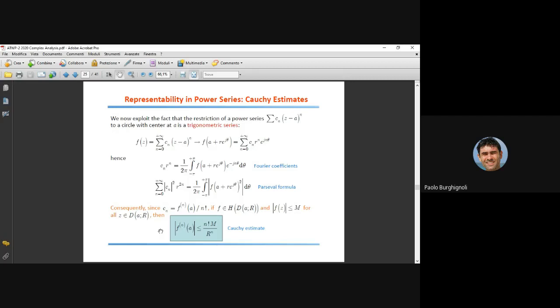In particular, it turns out that the absolute value of the nth derivative of the function at the point A is never larger than the quantity n factorial times M divided by the radius of the disk to the nth power, which is something useful because it can be used to derive further consequences about the behavior of the function.